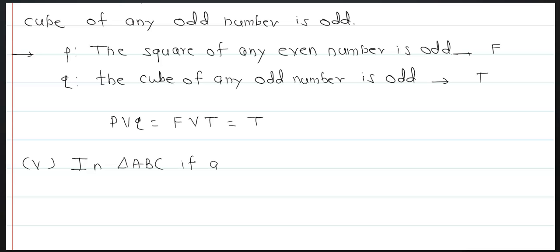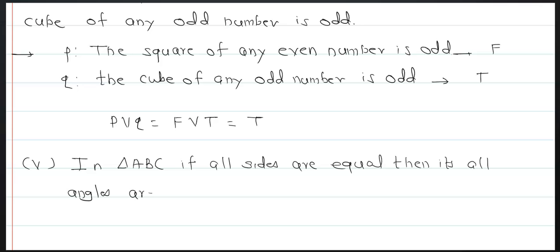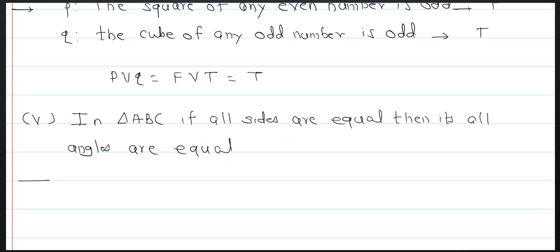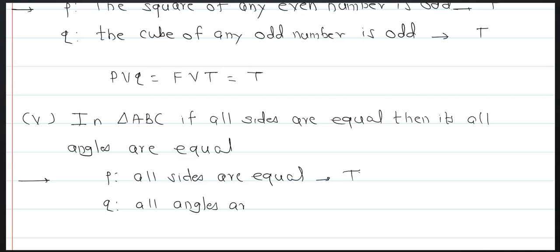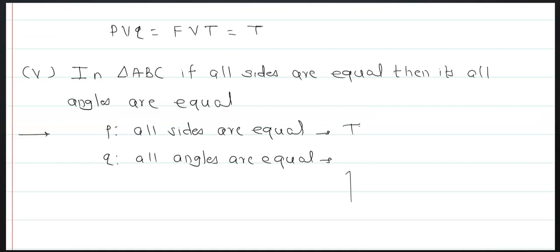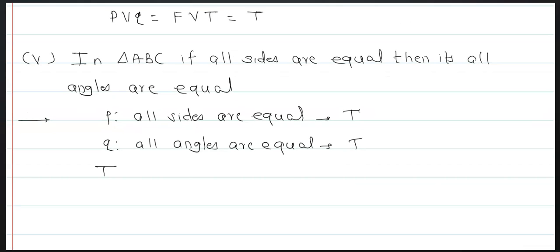Now the fifth one. In triangle ABC, if all sides are equal, then all angles are equal. If we consider that all sides are equal, this is true, and all angles are equal. So T implies T, or directly we can write its truth value as capital T.